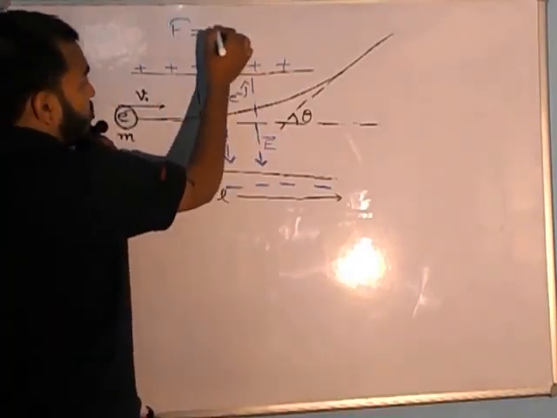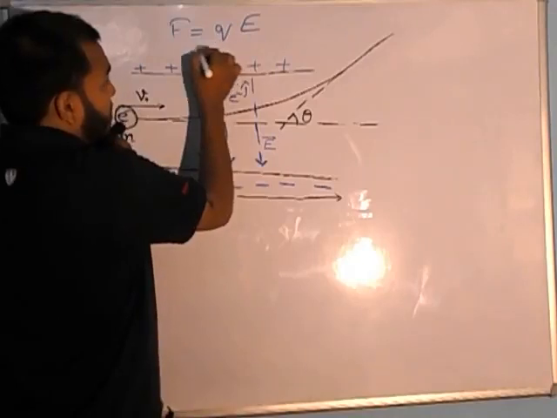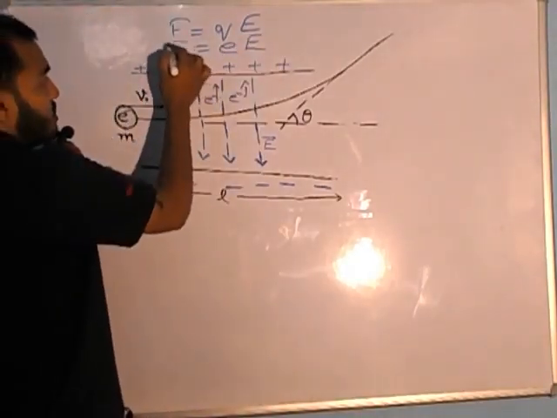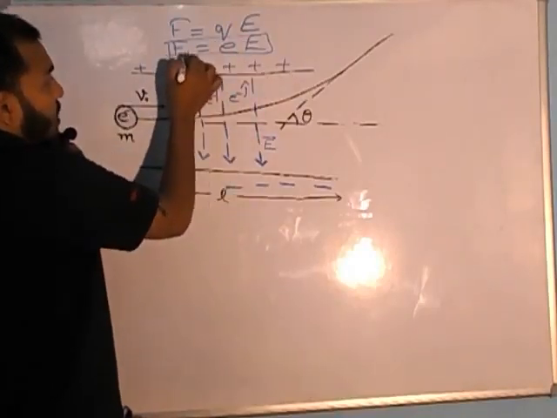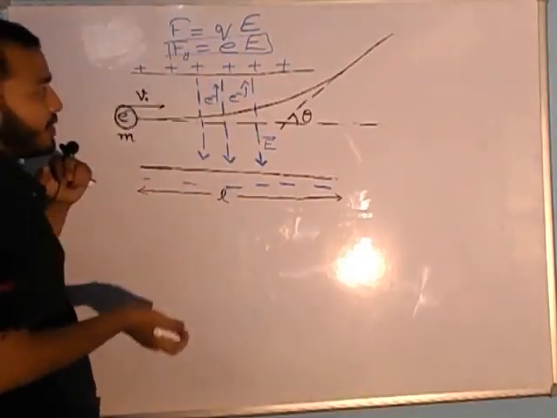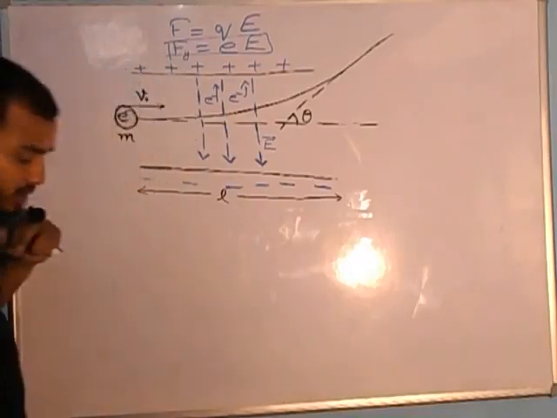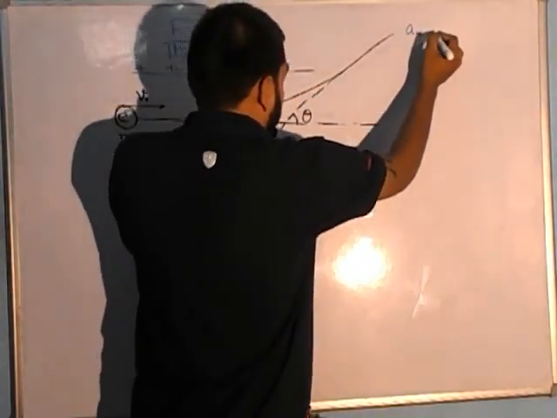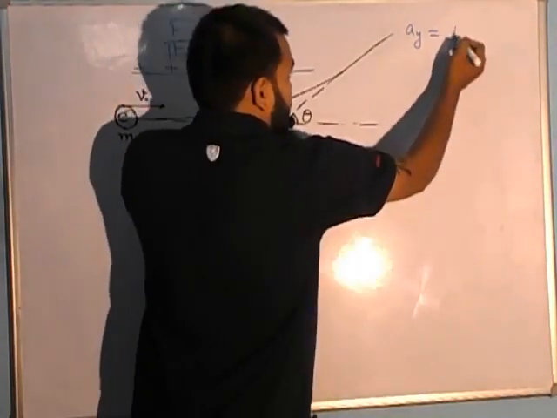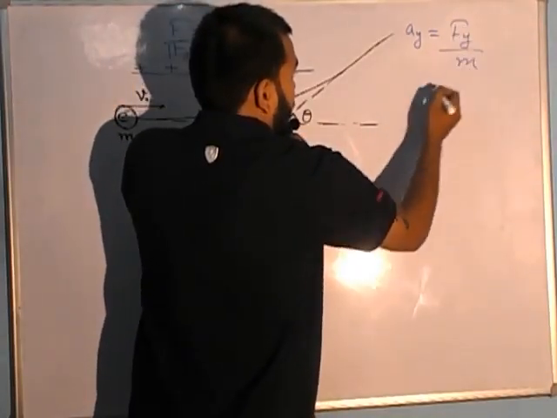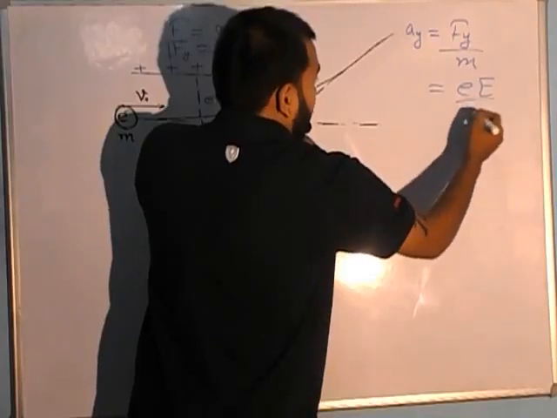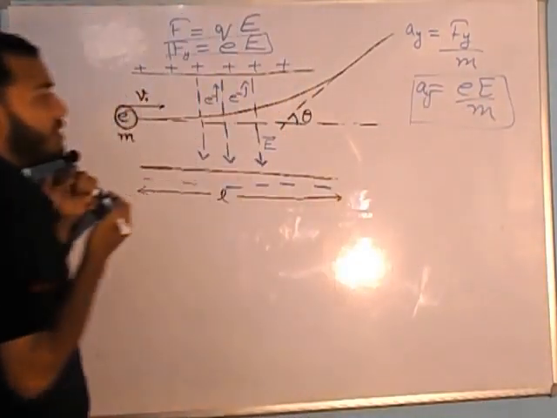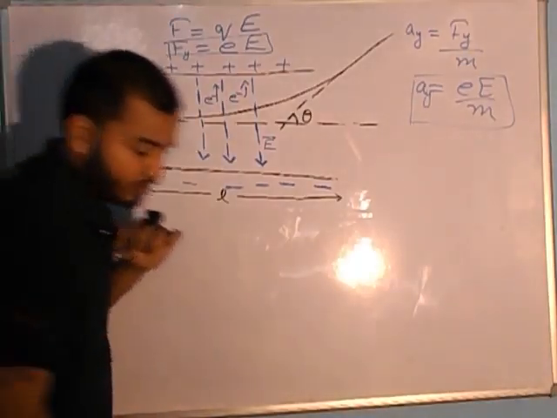I repeat, the force on the electron is opposite to the electric field. So the force on the electron is equal to the charge of the electron, small e, multiplied by E. This much force acts on the electron in the y direction, vertically upward. Due to this force, the electron will have some acceleration in the y direction, where acceleration is force divided by mass. So the acceleration of the electron in the vertically upward direction is eE divided by m.